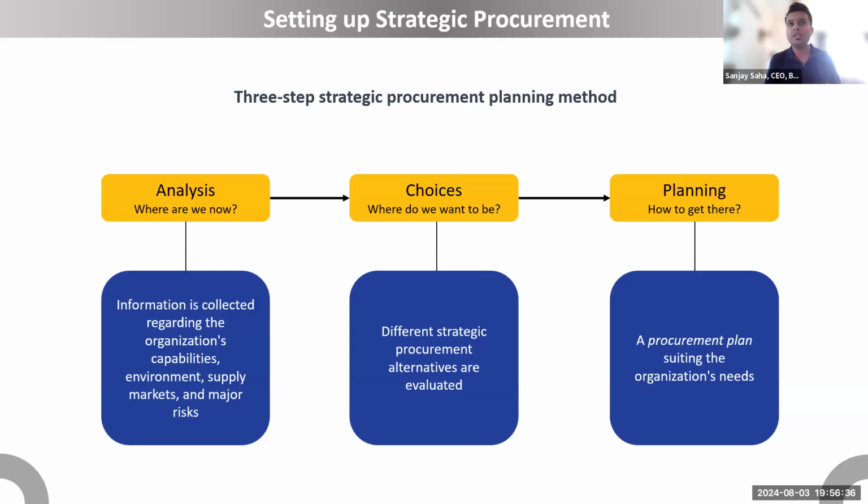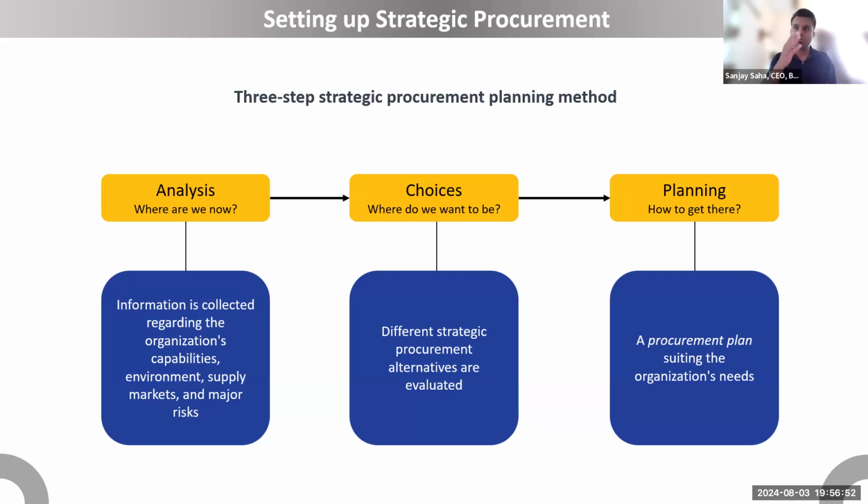Now, once you analyze all that, then you need to make some sort of strategic choices. We will learn some strategic choices in the upcoming slides. So different alternatives, different choices are there within procurement. Okay, so those we will discuss.